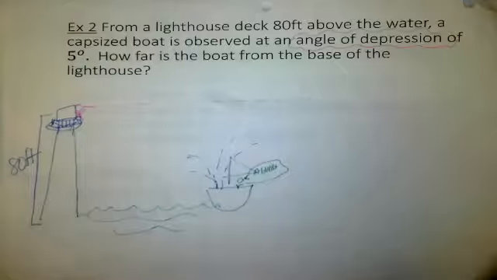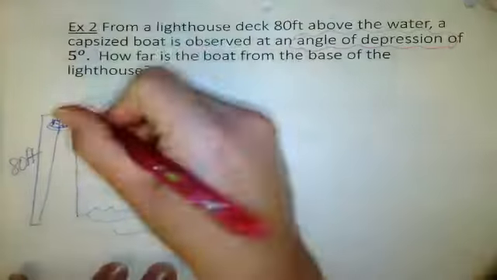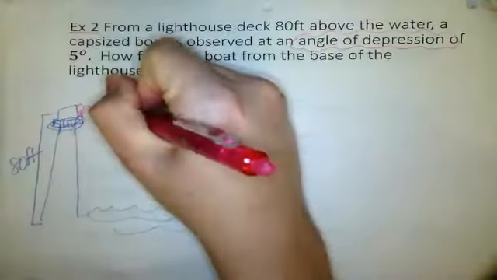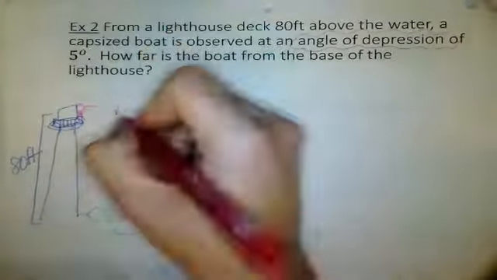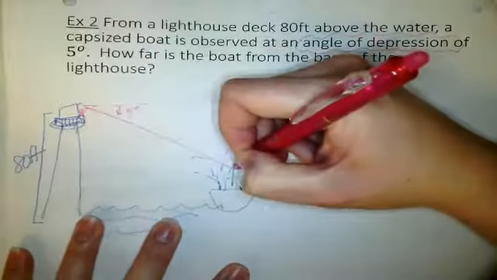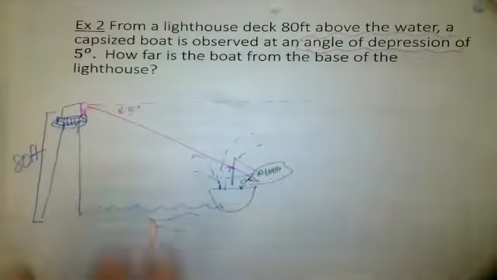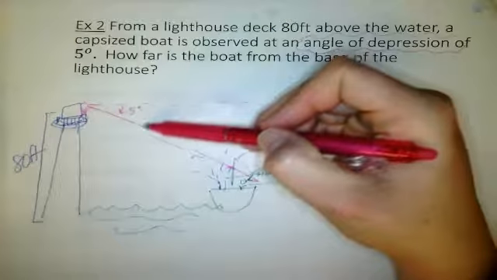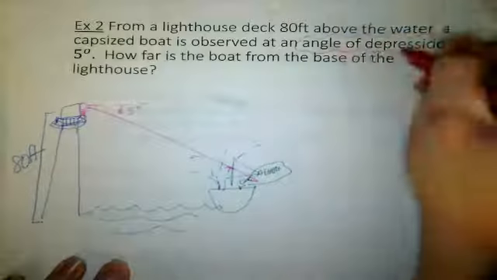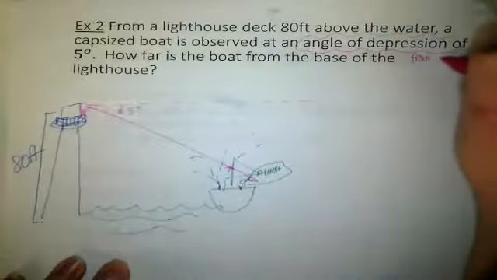Now, to have an angle of depression of 5 degrees means he had to lower his eye level 5 degrees to see the boat. So he had to tilt his eyes down 5 degrees below horizontal in order to see the boat and the dude screaming on the boat. So an angle of depression is how much your eyes have to go down from horizontal. That's really the key: angles of depression are always from horizontal.